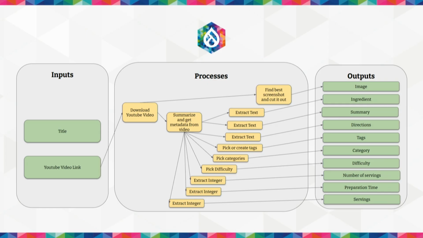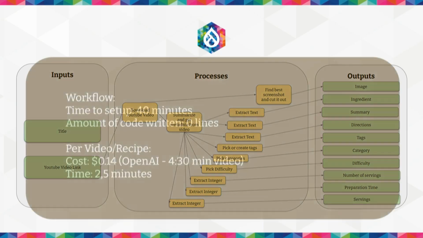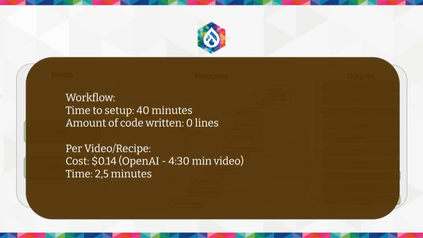But it's doing one more step. There's another automator process that can take a screenshot based on a prompt. So you basically tell it, find the best screenshot where you see the dish, take a screenshot of this, and upload it. This took 40 minutes to set up.